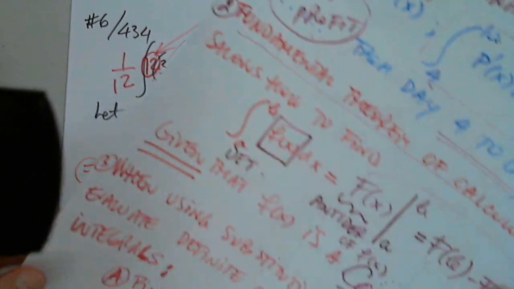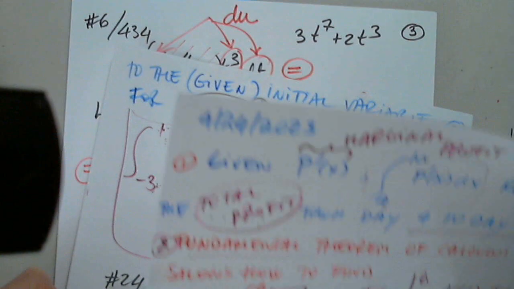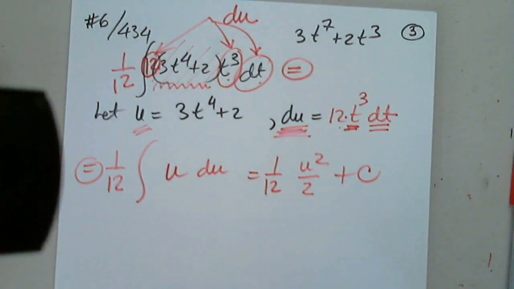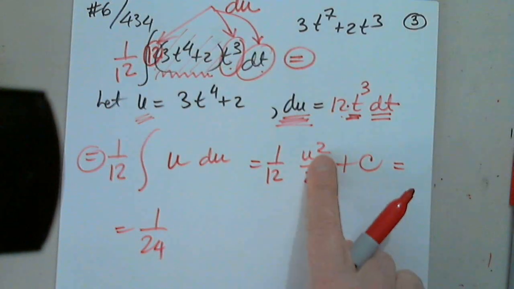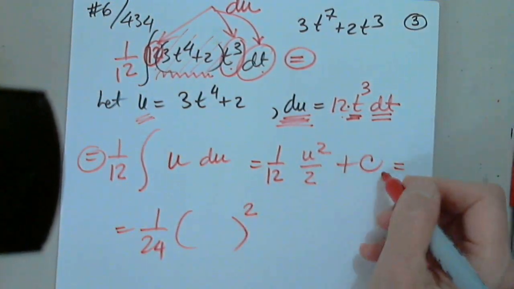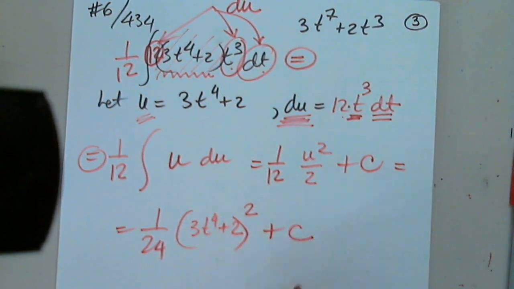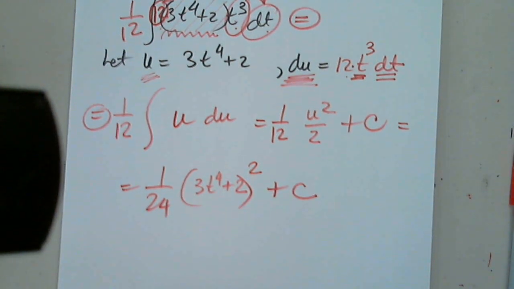And as we just discussed, if it's an indefinite integral, I have to go back. If it's a definite integral, I don't have to go back because the answer is a number. So I have 1 over 24. U is this, I have to square it, plus c. So 3t to the 4th plus 2, squared. Any questions?